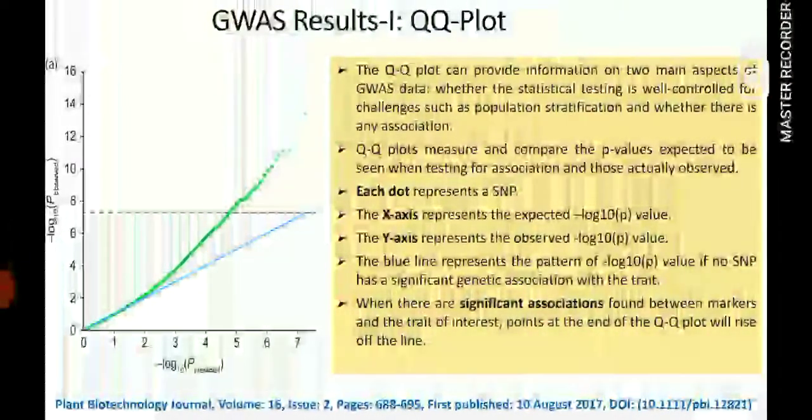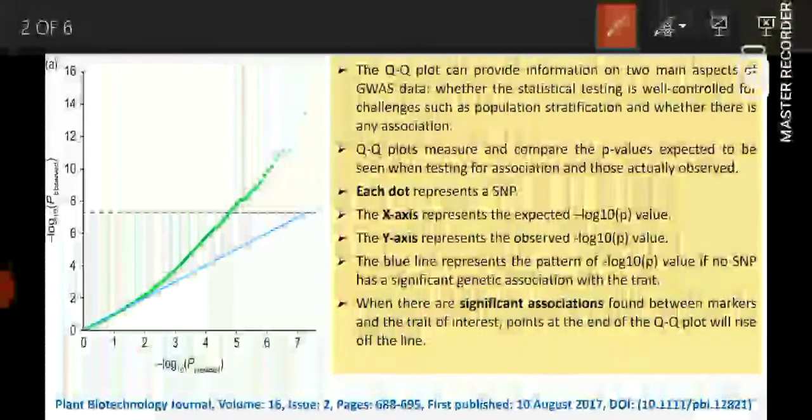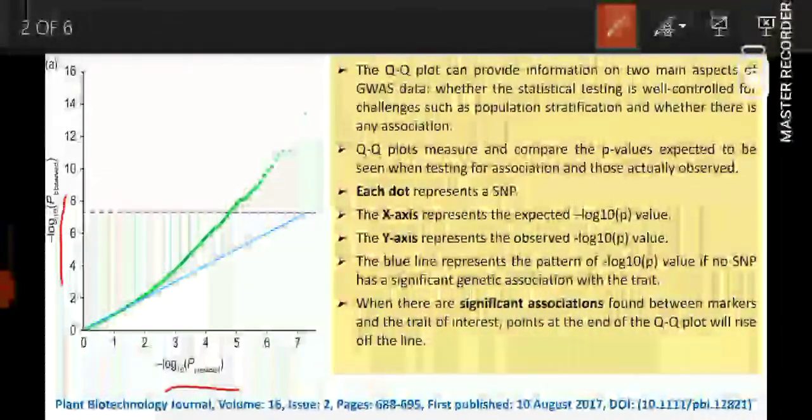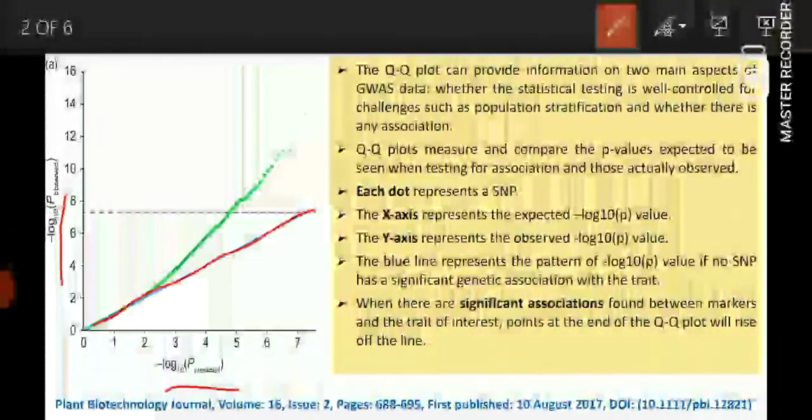So here you can see this particular graph, where on the x-axis is the negative log 10 of the predicted p-value, which indicates the association between the marker and the trait of interest. And the negative log 10 of the observed p-value is presented on the y-axis. This straight blue line goes straight through the origin. If your estimates fall on this blue line, it means that there is no significant association between the trait of interest and the marker.